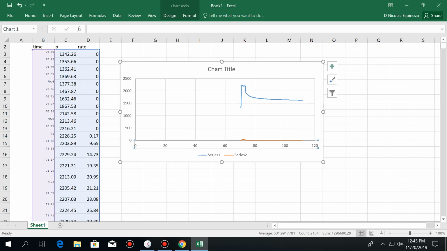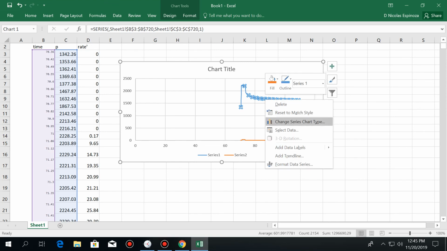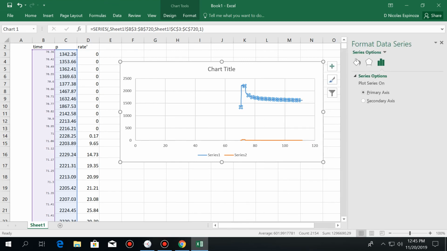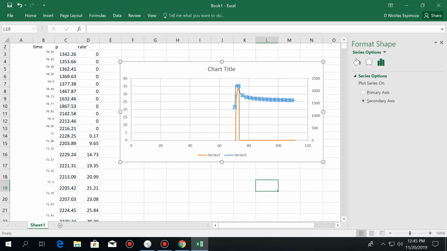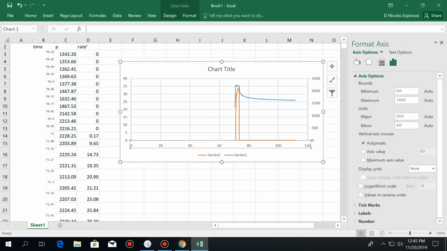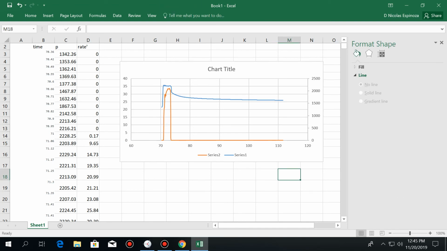In order to see these ones a little bit better, something you can do is put one of these in a secondary axis. So let's put pressure in a secondary axis. There you go. And let's change this one to 60. Apparently that's the beginning. And let's change this one to, let's see, this injection rate. We'll leave it like that for now. Okay.